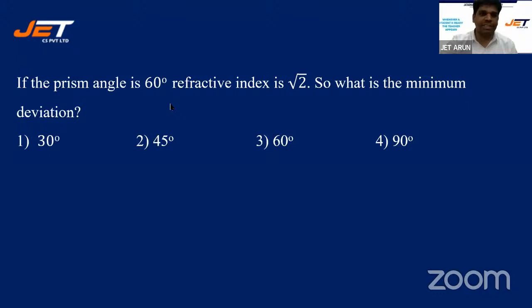If a prism angle is 60 degrees, that is A is equal to 60, and refractive index is √2, what is the angle of minimum deviation? 30 degrees, 45 degrees, 60 degrees, 90 degrees. I didn't work this out. You'll have to take pen and paper and do it. Students, I suggest you write the formula, plug in the values, calculate the answer. We want an accurate response, students, not a quick response.